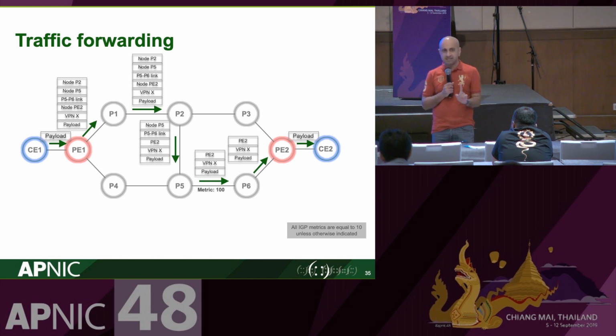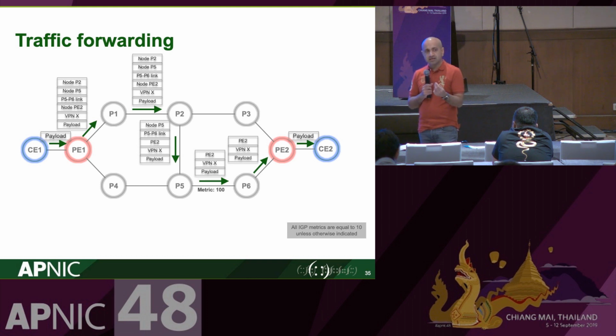So the question is, how is this different from RSVP-TE? Because we had the RSVP-TE example, if you remember. Was it exactly the same in terms of the path? It was the same path. So we can do this with RSVP-TE. So what makes this better? Why would you do this?